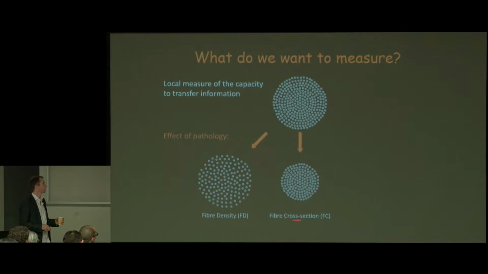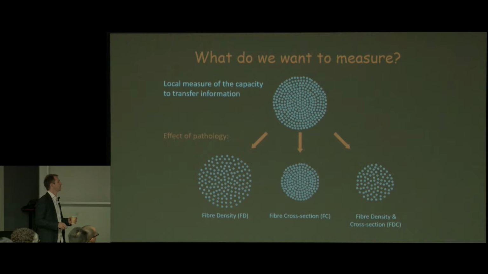So that's a change in fiber cross-section, we call it. And we might have both combined. So both a drop in local density and a smaller extent of the tract. So that's kind of double bad, because the total number of axons in here is obviously much smaller than it is in either of these two cases.